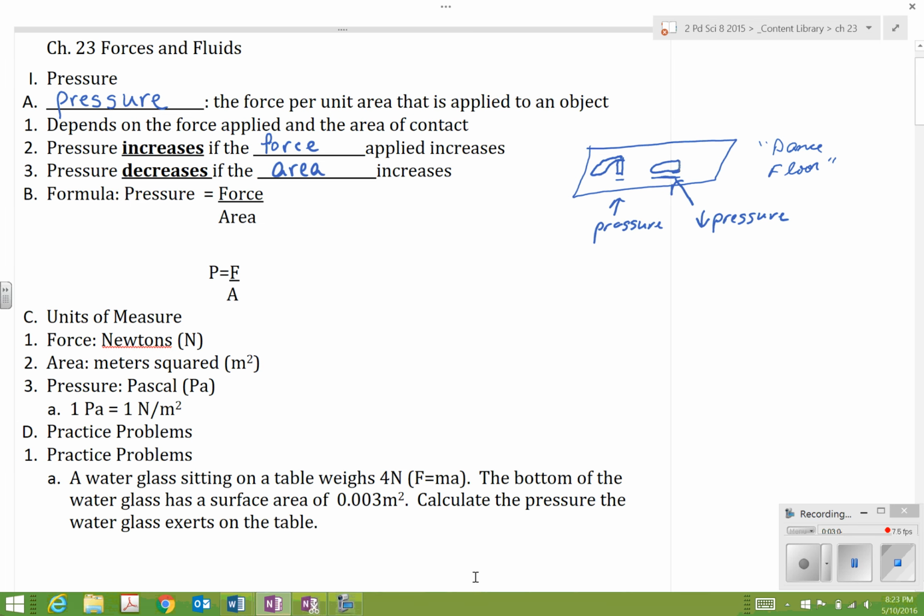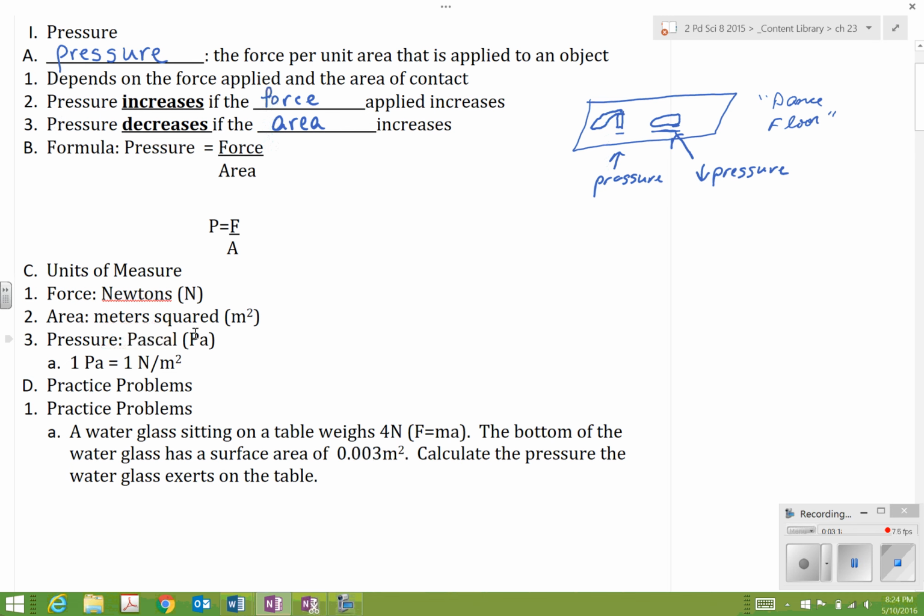Okay, so let's look at the formula that we use to describe this. The formula that describes pressure is force divided by area. It's abbreviated P equals F over A. And we need to know some units of measure for this as well. The unit of measure for force, which we know is the newton, is abbreviated with an N. The area is meters squared, or m to the power of 2. We have pressure, which is the pascal, abbreviated Pa.